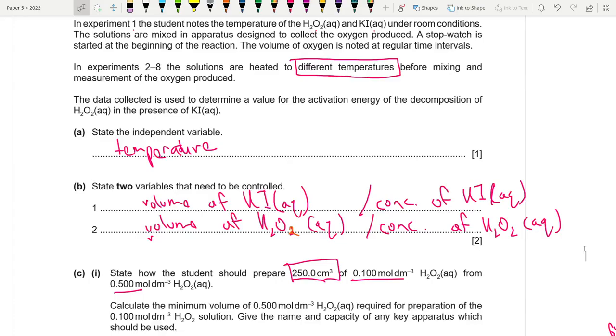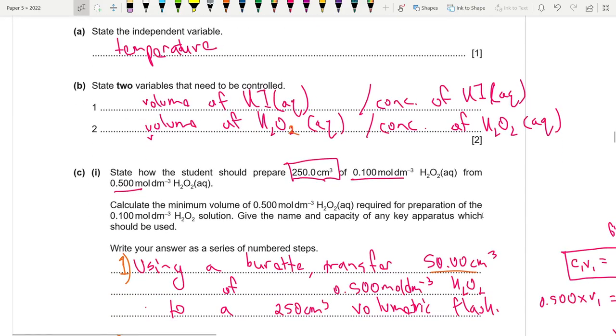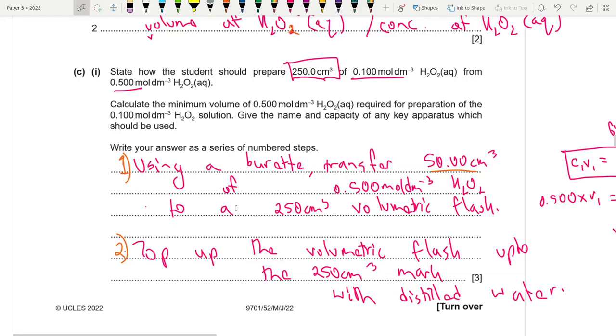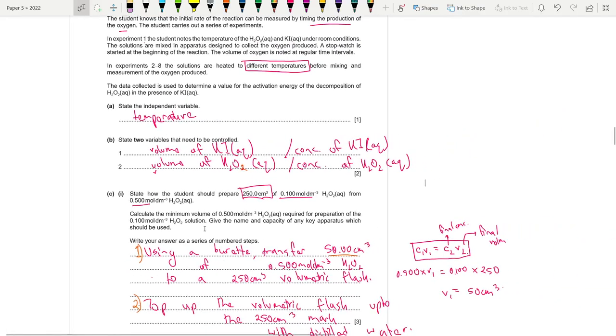Okay. So for dilution, this is a very important part. Dilution will always be given, undoubtedly, in your questions. So you write your answer as a series of numbered steps. So let's begin. We use the formula C1V1 equals C2V2. Bio students are usually better at this because they've dealt with dilution from AS. Honestly, they're better. But you should know it as chemistry students as well.